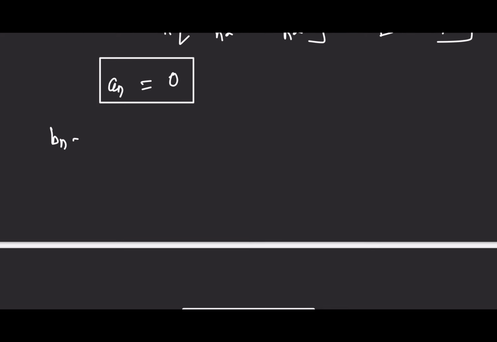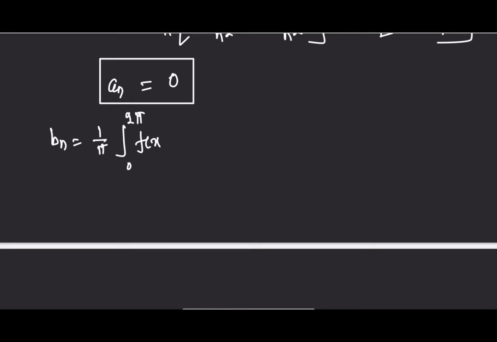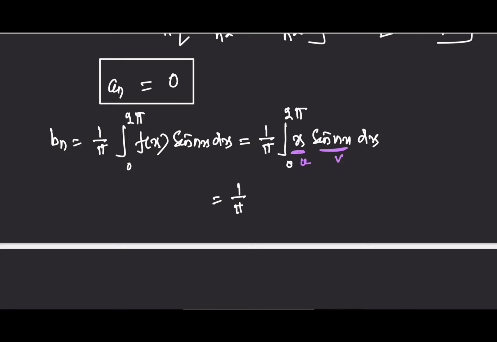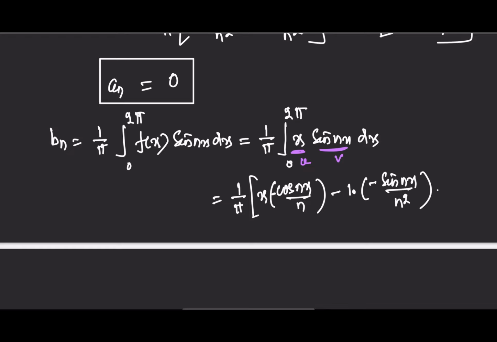Bn is, for this kind of integration, we use the UV formula. Okay. For this, take x as u and sin nx as v. Okay. So the integration becomes, and the next term becomes 0. This is the integration of x sin nx, and the limit is 0 to 2 pi.